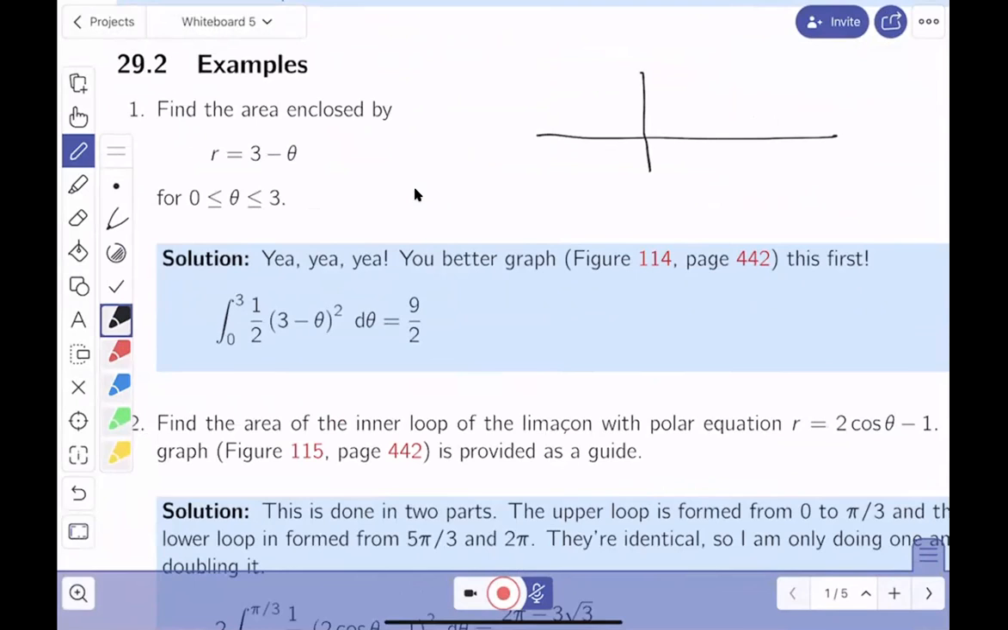So at 0, r would be 3, right? This is the number 3 over here. And then it's going to remain positive until you get to the number 3, which is roughly pi. So I'm going to say the angle over here is roughly the angle 3. What happens? It kind of swings around and hits 0 at that point. So maybe something like this over here.